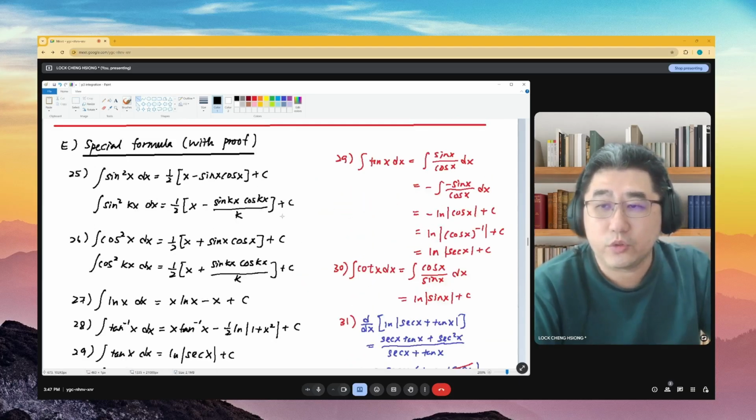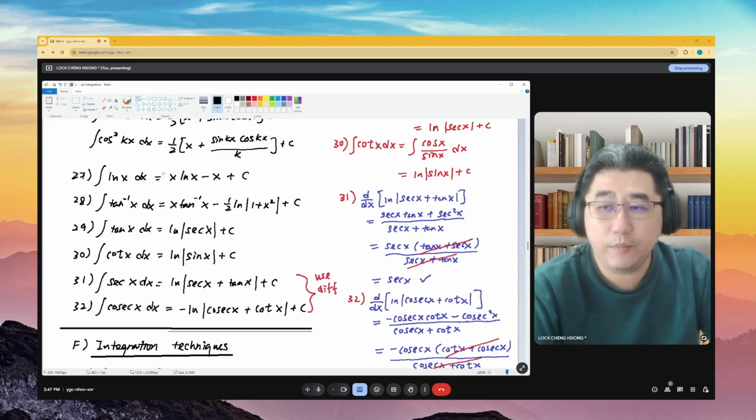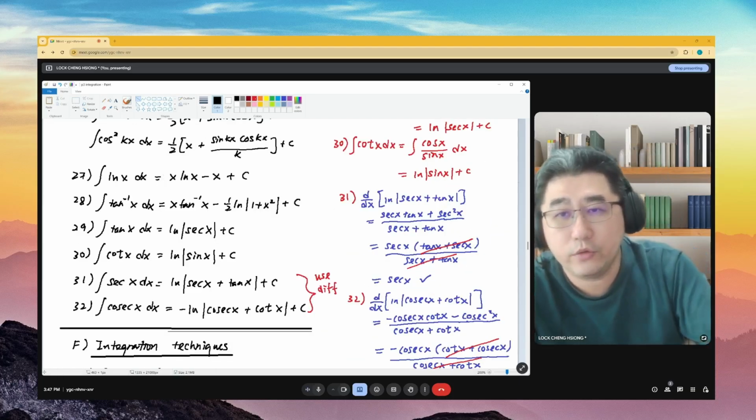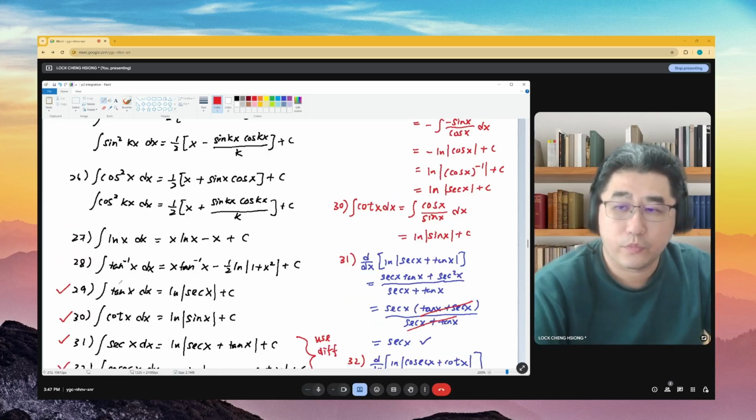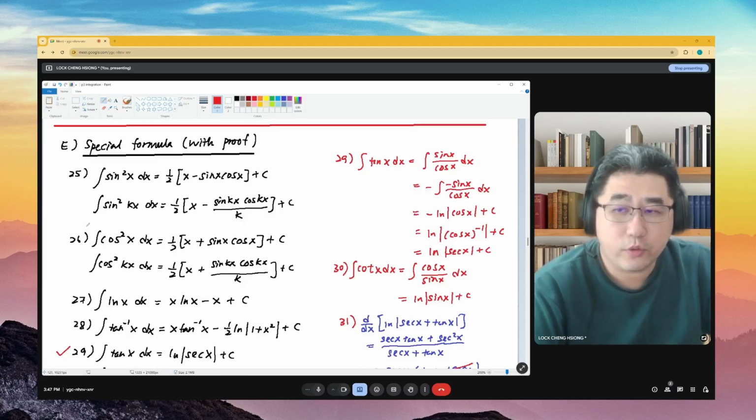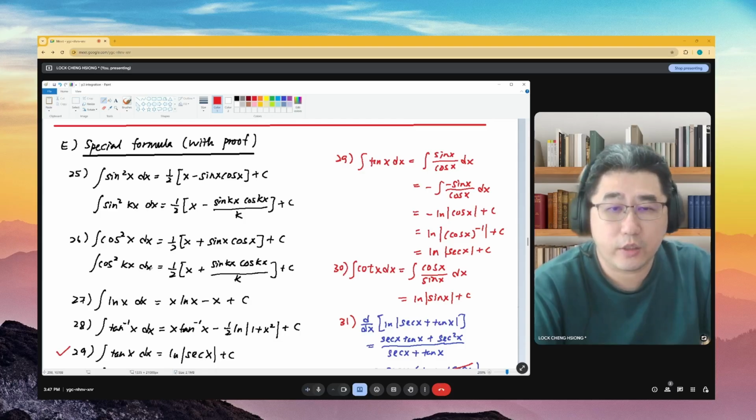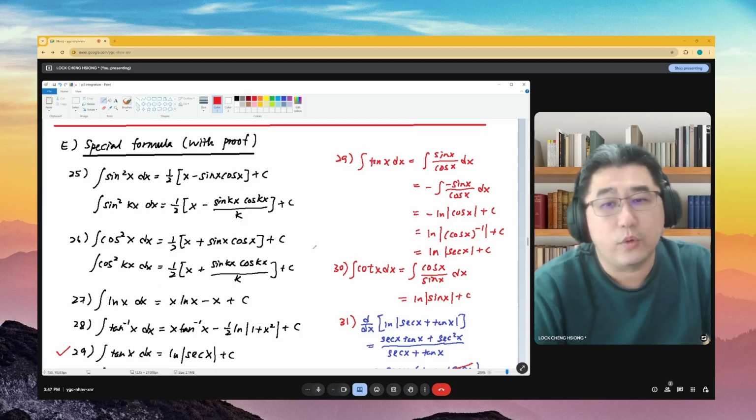Over here, you will see that under this special formula, I have done 29, 30, 31, 32. What about 25, 26, 27, 28? We haven't learned about the method yet. We will come back to this later.